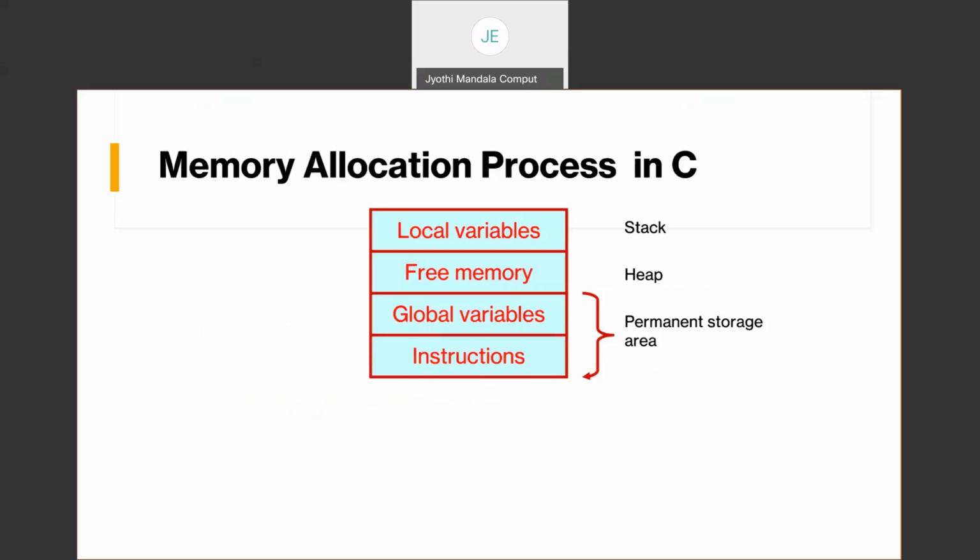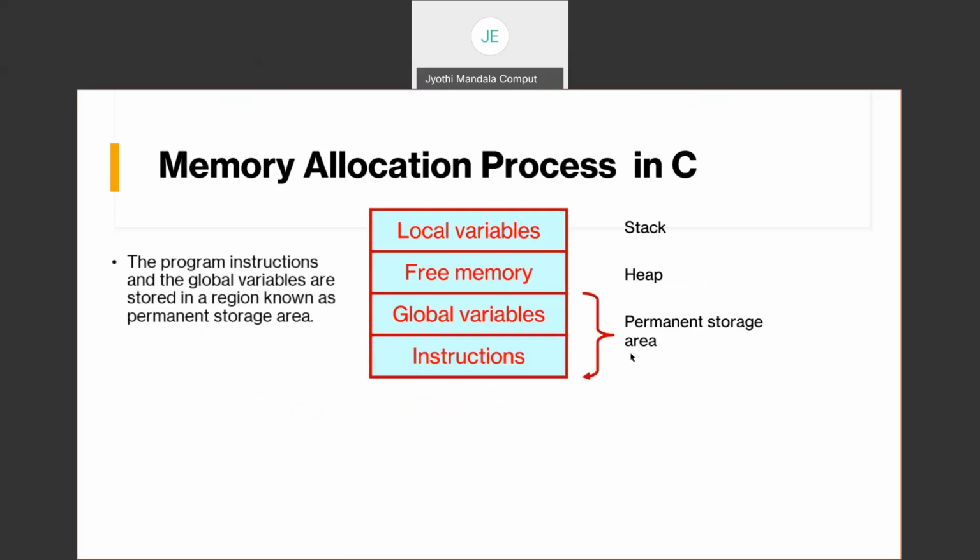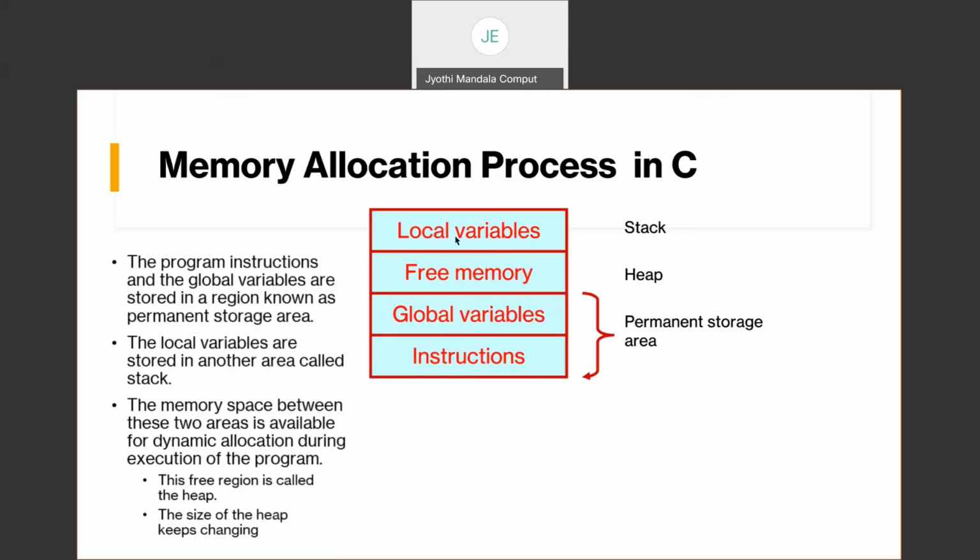Normally, the memory allocation process in the C programming language, if you see, if this is the complete memory, then the program instructions that you write and the global variables that you declare in your program will be stored in the permanent storage area. Right? And then the local variables that you write within a function will be stored in the stack. And the space between these local variables and the permanent storage area is called free memory, and that can be used by your dynamic memory allocation functions.